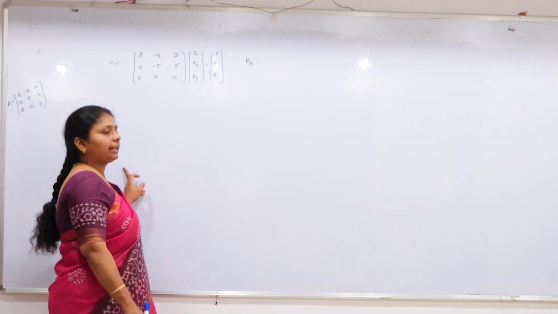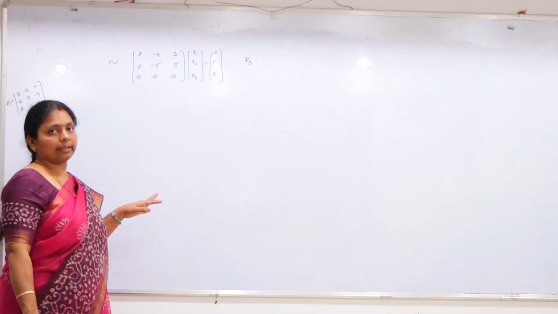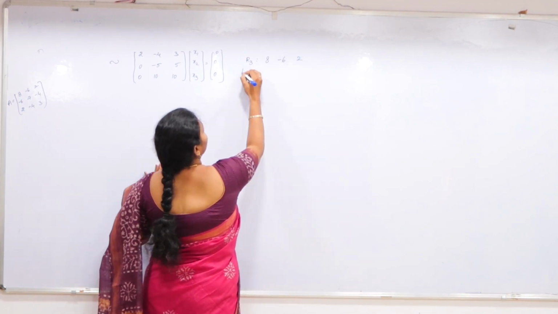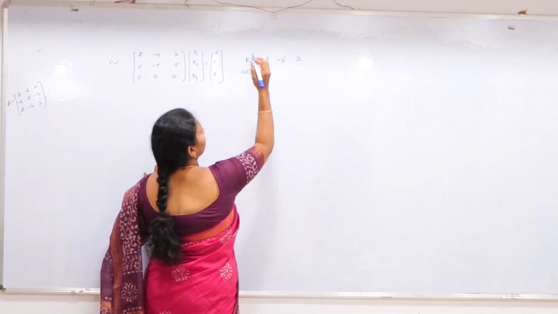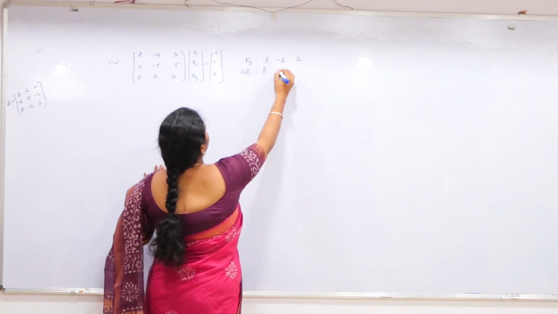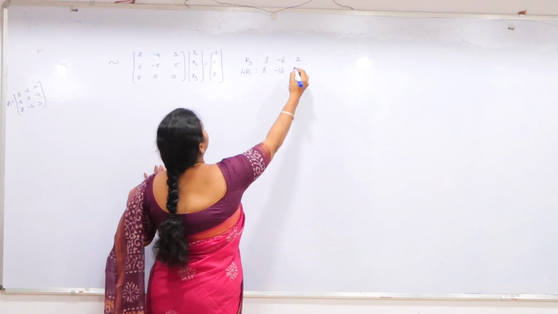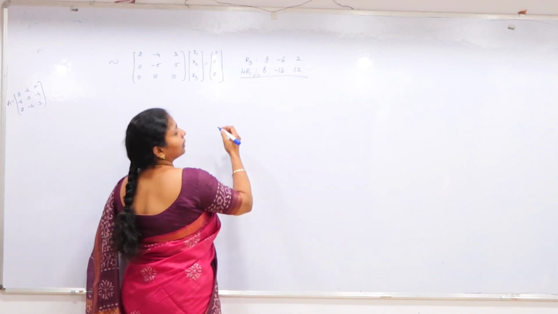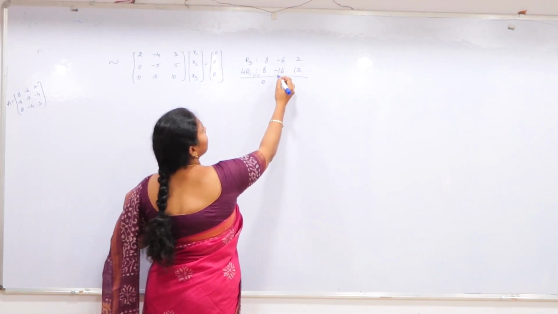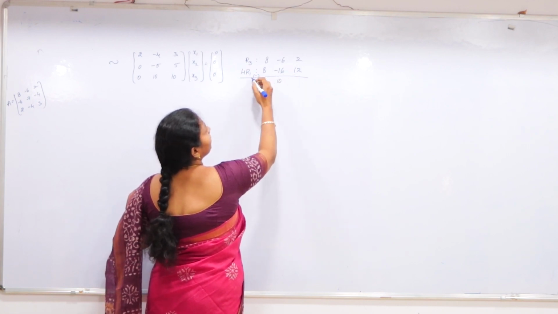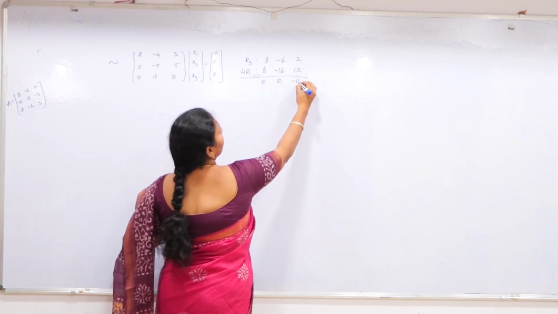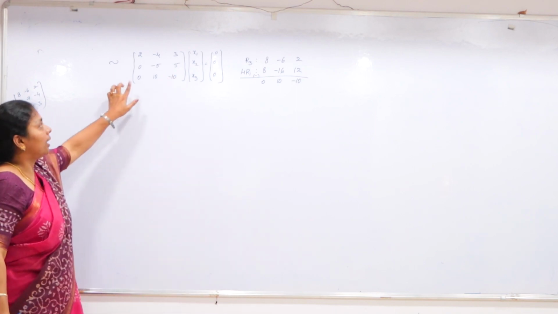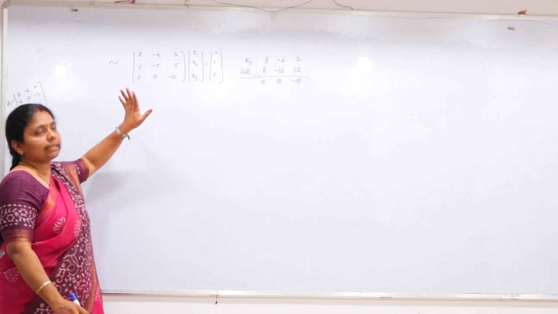Next, the R3 row operation is R3 minus 4R1. What is R3? 8, minus 6, 2. 4R1: 4 into 2, 4 into minus 4, 4 into 3. R3 minus 4R1, subtract: 8 minus 8, minus 6 plus 16 is 10, next 2 minus 12 is minus 10. So the last row is 0, 10, minus 10.